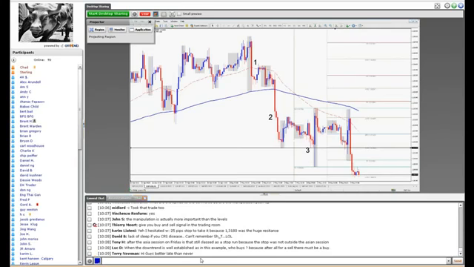But again, the market's dynamic, the market changes, and a stop run is a stop run regardless of the time. You'll see them during New York, the same as you'll see them outside of Asia during London.